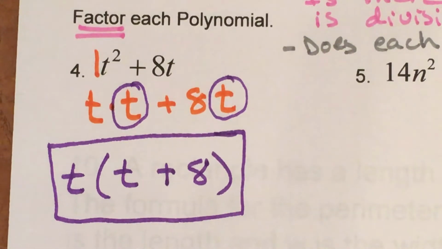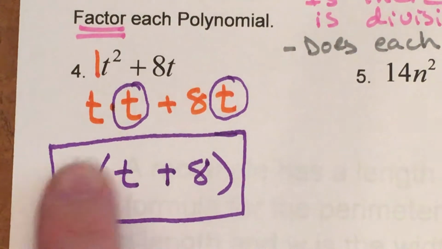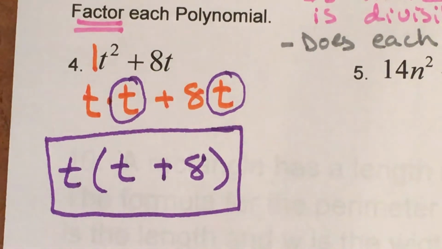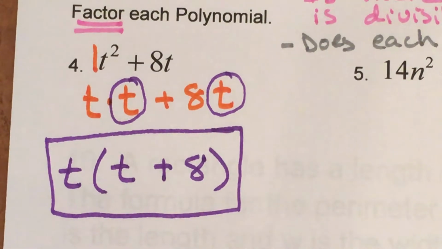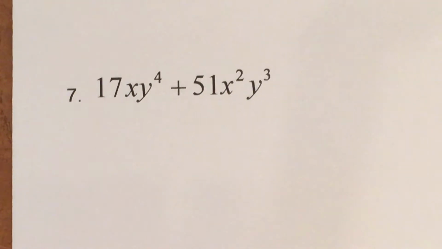Okay? So a check would be to distribute this t back through the parentheses, through the quantity, and see if you get back your original problem. If you do, then you probably did it right. Nice job. Let's look at number 7 together and see how it works.